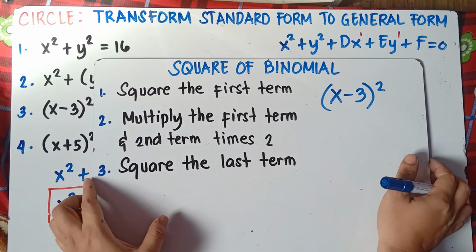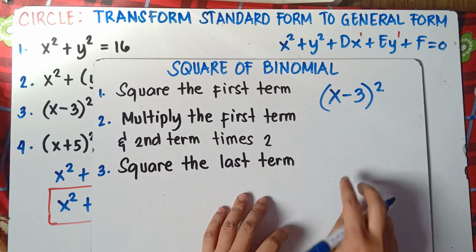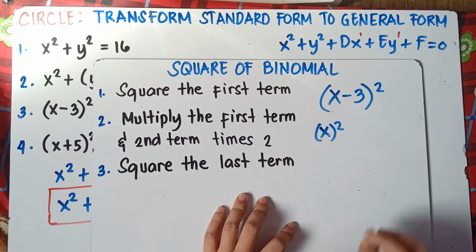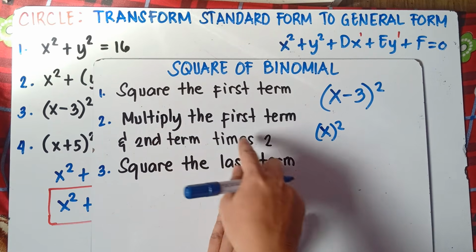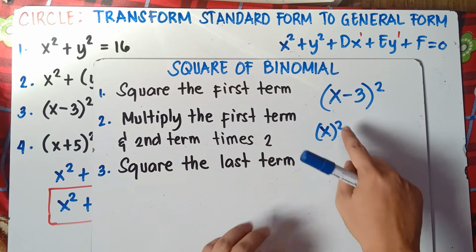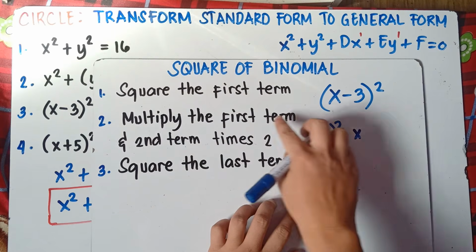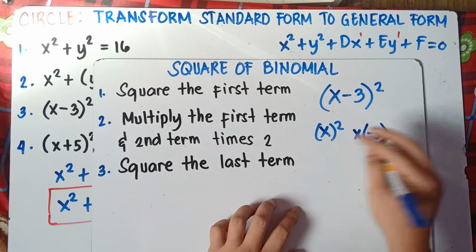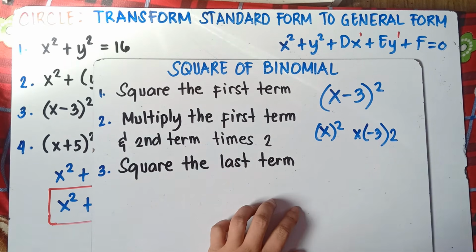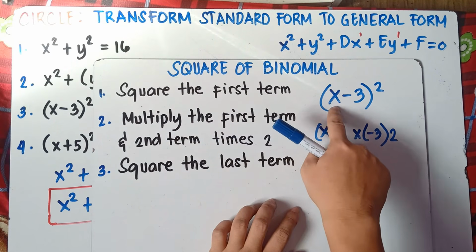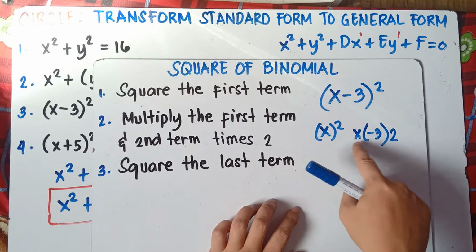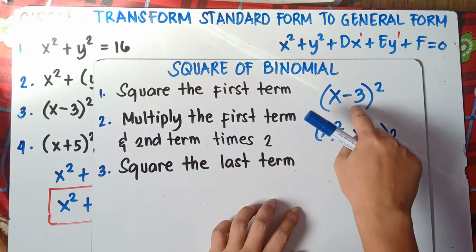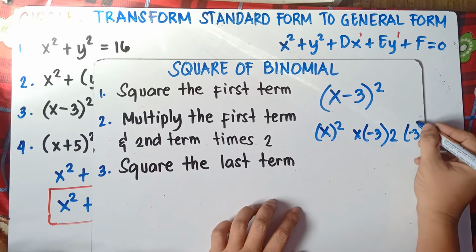The square of binomial says you square the first term. So you square x, that would be x squared. Then you multiply the first term and second term, x times negative 3 times 2. So once again, multiply the first term and second term, x times negative 3 times 2. Then you square the last term, so the last term is negative 3, then squared.